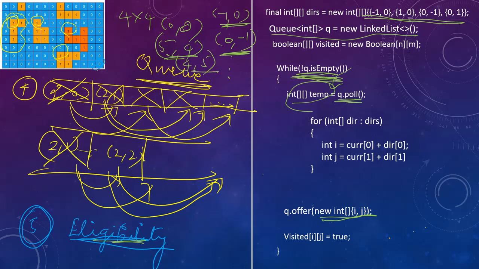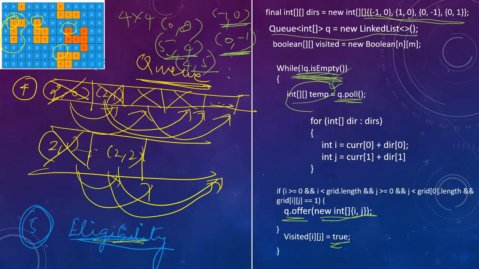So we need a condition that always checks if the coordinates are valid, and depending on the problem statement, we add some more conditions. For example, whether the node is already visited or not, and so on. Then we put only valid coordinates into our queue. That makes our operations simple.